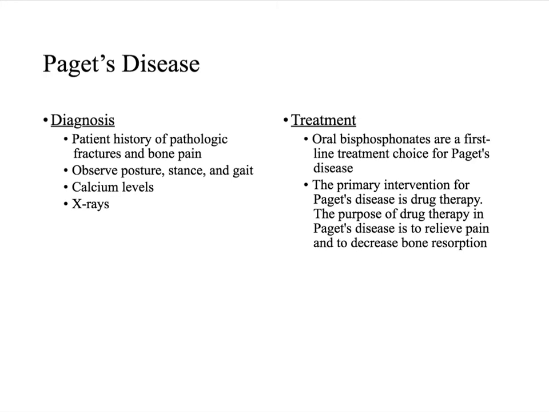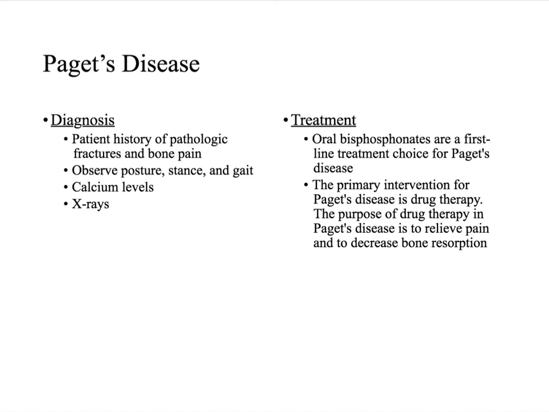Treatment for Paget's disease. The oral bisphosphonates are the first line of treatment. If you think about this, the bisphosphonates are used to decrease the amount of bone destruction. So that's why these are used as first-line treatment for a patient with Paget's disease. Also, nonsteroidal anti-inflammatory medications such as ibuprofen are used for the pain, because remember, they're more likely to have pain with their disorder.